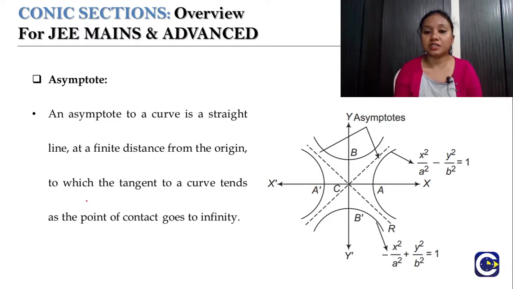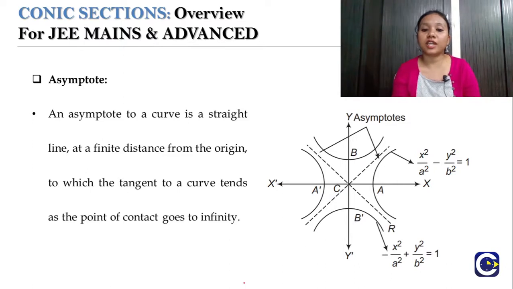So here you can see in this figure, this is my hyperbola and this is also my hyperbola. My asymptotes here are nothing but straight lines to the curve. They are at a finite distance from the origin, to which the tangent to the curve tends as the point of contact goes to infinity. Here you can see they will be going to infinity. This is my hyperbola and this is my conjugate hyperbola, and these straight lines here are nothing but my asymptotes.